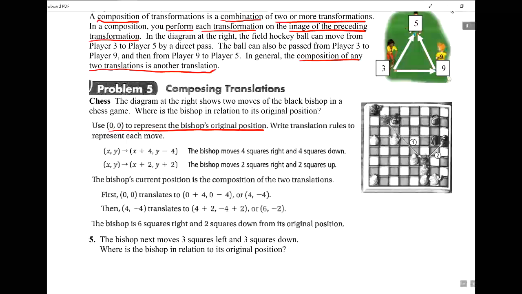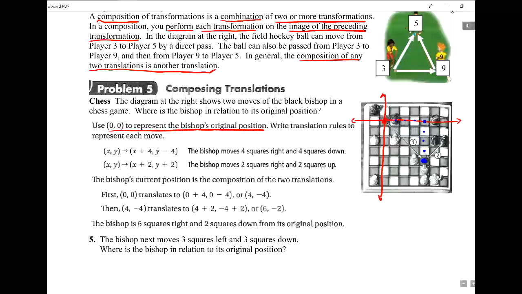Okay, so our bishop moves +4 in the x direction, -4 in the y direction. So our bishop starts here, and we're going to call this 0, 0. So we can think of this as a coordinate plane, right? And our first move has it go +4, 1, 2, 3, 4 in the x direction, -4 in the y direction. 1, 2, 3, 4. There's our bishop at bishop prime. So this is over 4, down 4.